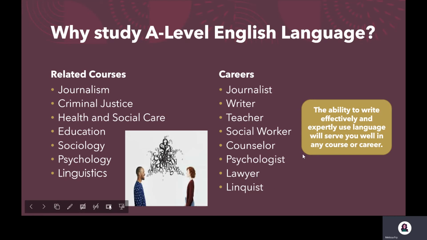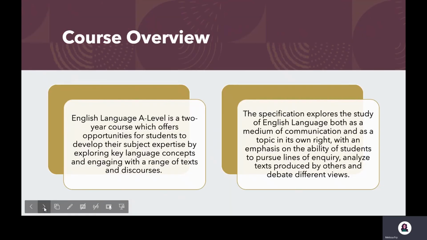You cannot, though, underestimate the power of being able to write and communicate. The ability to write and effectively and expertly use language will serve you well, of course, in any course or any career. And that's something that not only we get a good grasp of how to use words, how language is used, but also how to effectively communicate through writing.